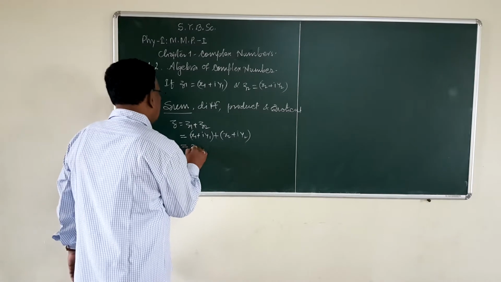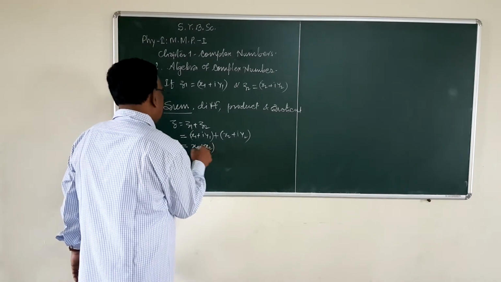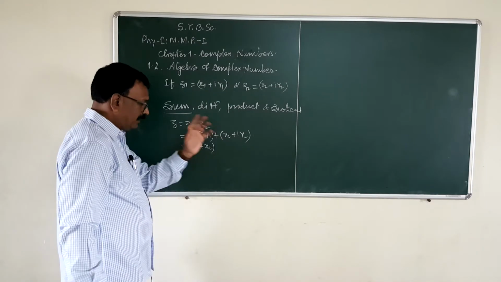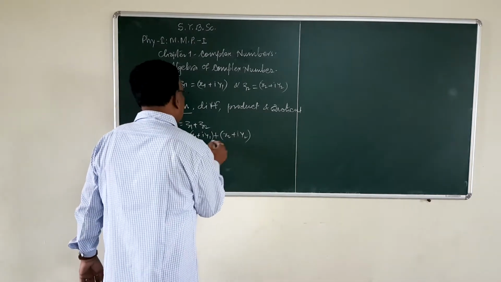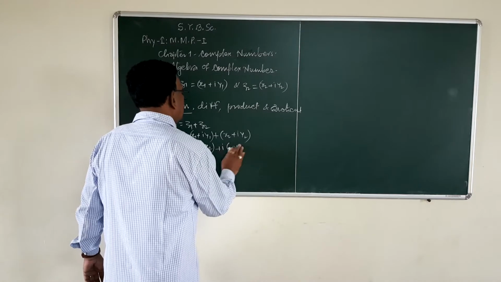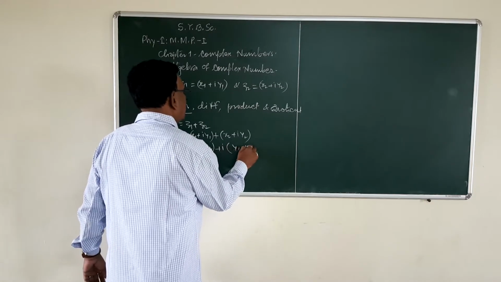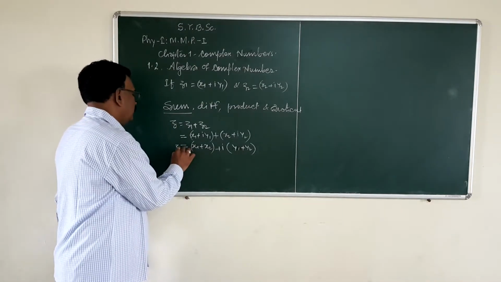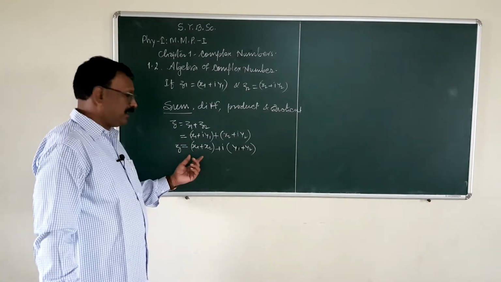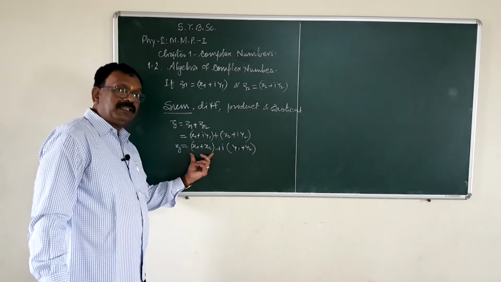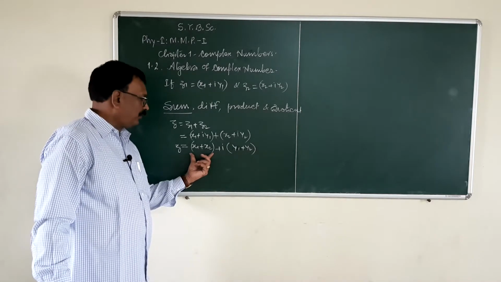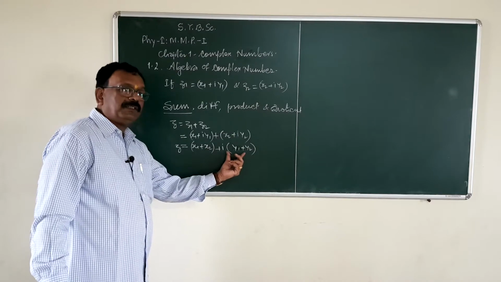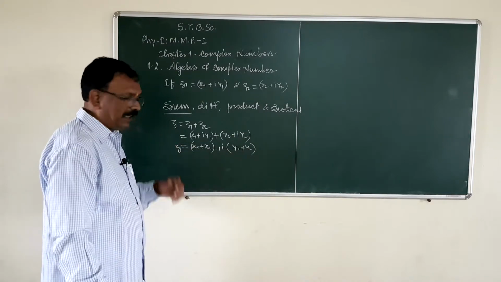Then we will get x1 plus x2, which is the addition of the real parts of the first and second complex numbers, plus i in bracket y1 plus y2. This is the sum of two complex numbers, in which x1 plus x2 represents the real part and y1 plus y2 represents the imaginary part of the complex number z.